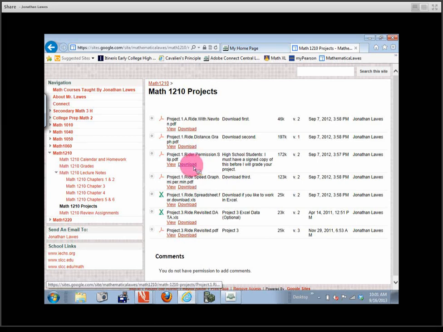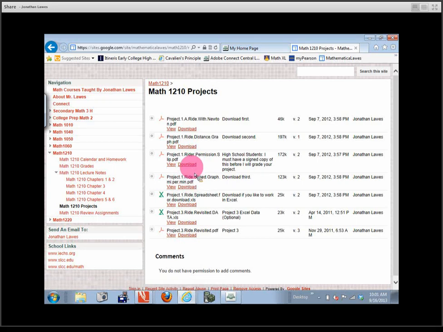For any of the high school students, I do need a permission slip because you're going to be driving around to do this. And I won't grade it until I have that. So you can do a great job on the project, but if I don't get a permission slip from you, then I'm not going to put your grade in.